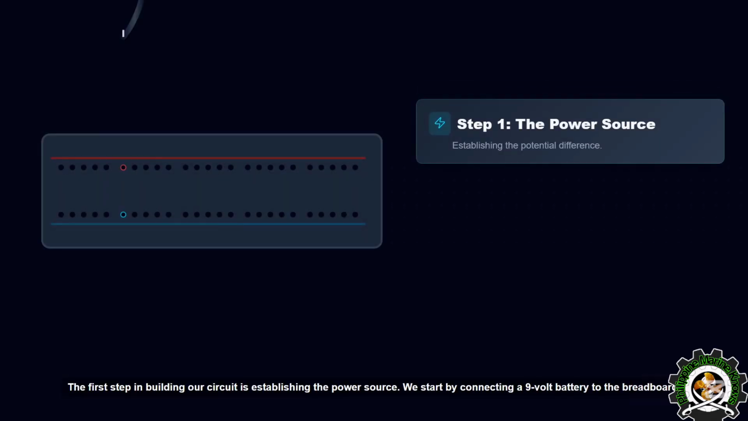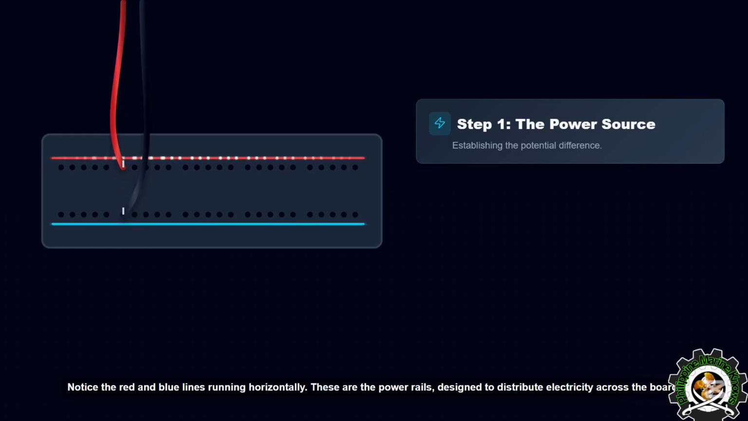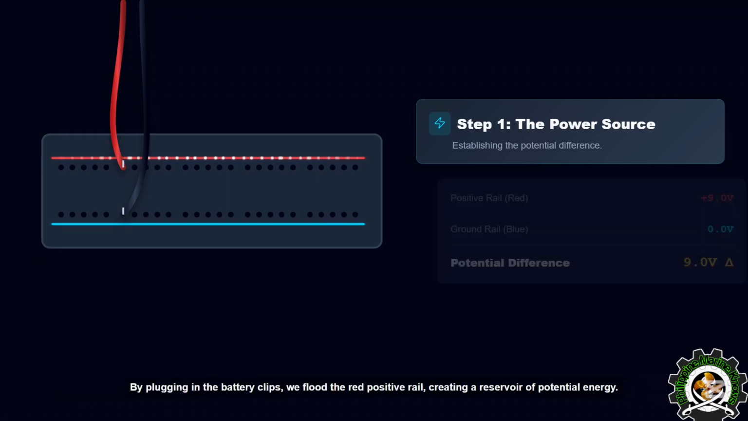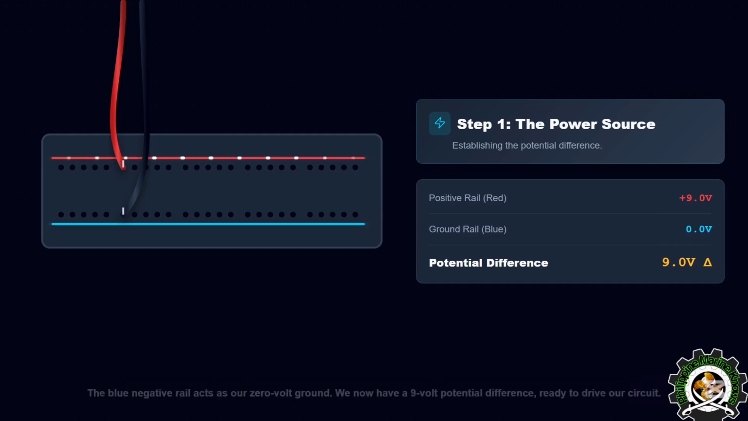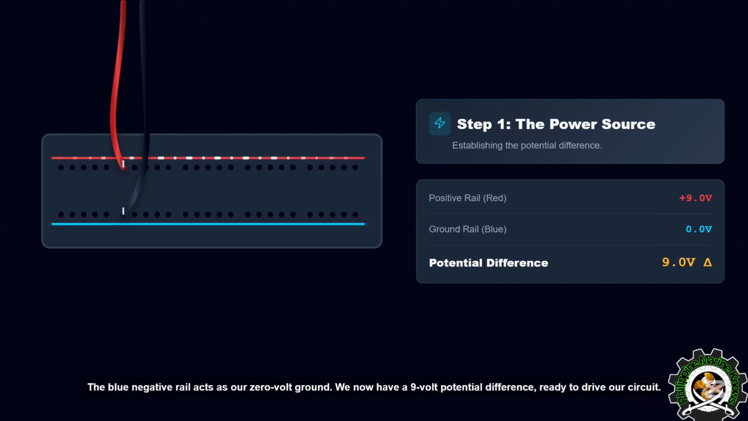The first step in building our circuit is establishing the power source. We start by connecting a 9-volt battery to the breadboard. Notice the red and blue lines running horizontally. These are the power rails designed to distribute electricity across the board. By plugging in the battery clips, we flood the red positive rail, creating a reservoir of potential energy. The blue negative rail acts as our 0-volt ground. We now have a 9-volt potential difference ready to drive our circuit.